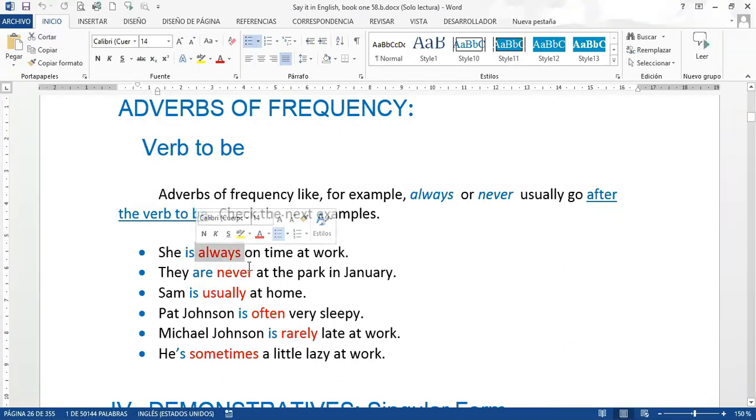Okay, very well. Always means siempre. Never means nunca. Usually, usualmente. Often means frecuentemente, rarely means raramente, sometimes means algunas veces. So, these are the adverbs of frequency, and when we use the verb to be, is, are, the adverb of frequency goes after the verb to be.